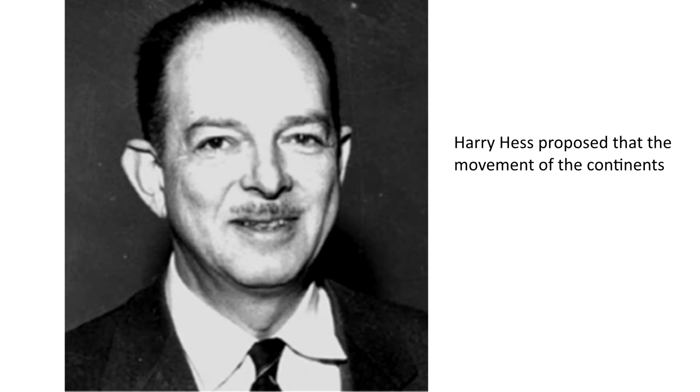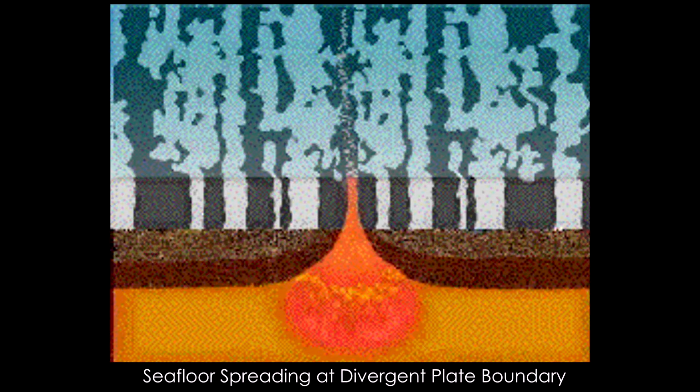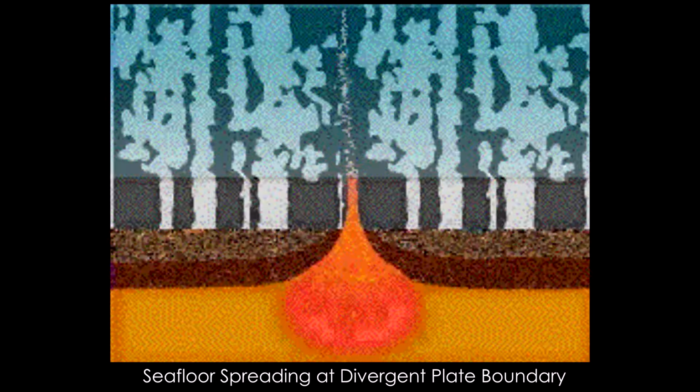In the early 1960s, scientist Harry Hess proposed that the movement of the continents was a result of seafloor spreading. What is seafloor spreading? Let's find out by doing a simulation activity.